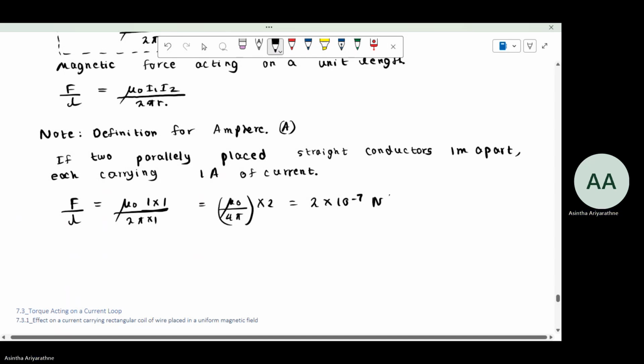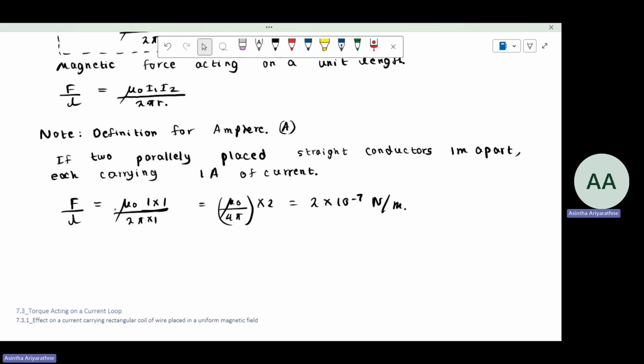Newton. Actually, the definition is: if the magnetic force acting on a unit length is 2 × 10⁻⁷ Newton for two straight current carrying conductors which are 1 meter apart, then the current flowing through each conductor is 1 ampere. That's the definition, right?